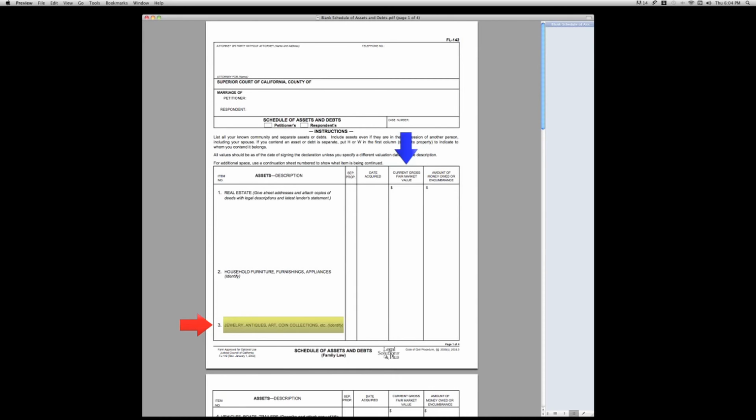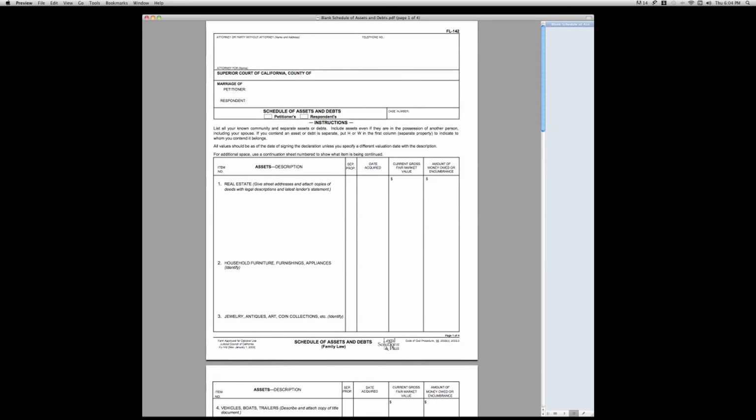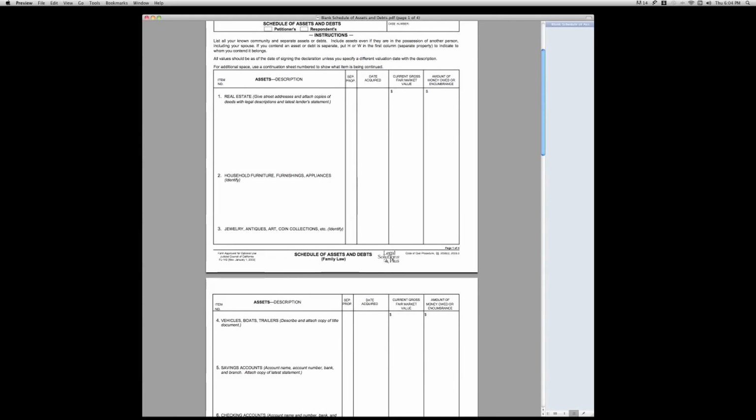And by the way, for most of us, if we were to sell jewelry or antiques through a broker or antique shop or jewelry store, we'd be paying a fairly hefty commission. If you want to use that kind of value and you honestly believe it's realistic that the item would sell, you're going to have to factor in the commission that comes from selling it. Page 2 begins with vehicles, boats, trailers.